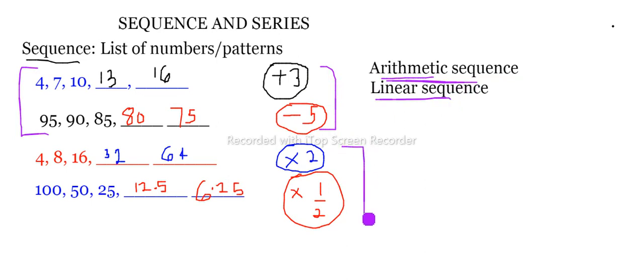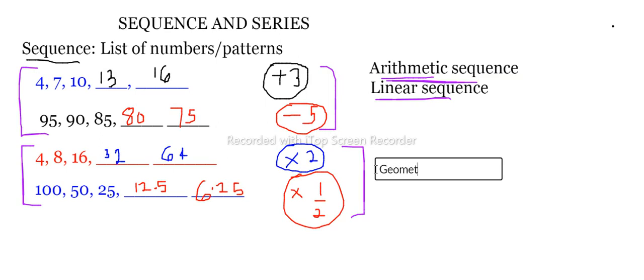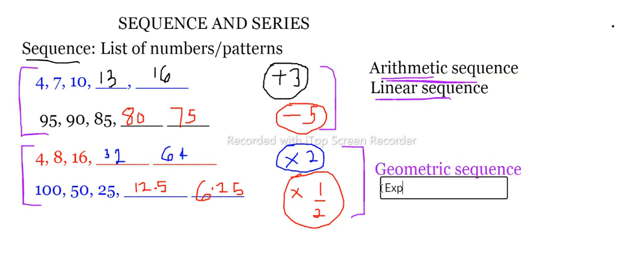Then the second one is geometric sequence, which describes the last two examples I gave. So this is geometric sequence. In a geometric sequence, or you can also call it exponential sequence, from what I did there, we keep multiplying by a number.